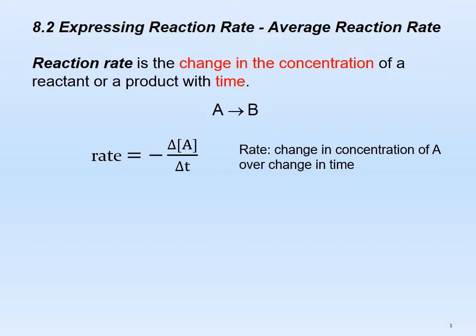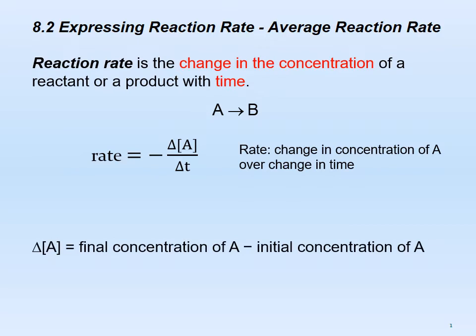Change in concentration of A means final concentration of A minus initial concentration of A. Change in time means final time minus initial time of a particular period of time. Final time is larger and initial time is smaller. Final time minus initial time is therefore a positive number in the denominator.